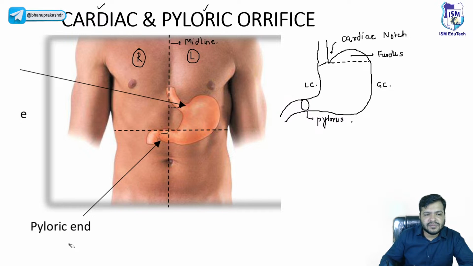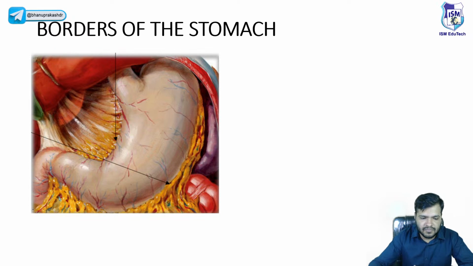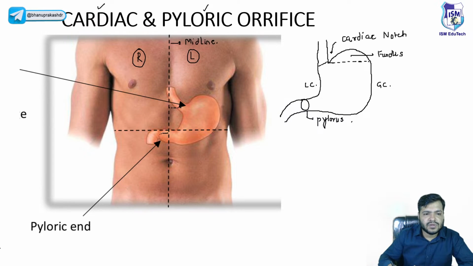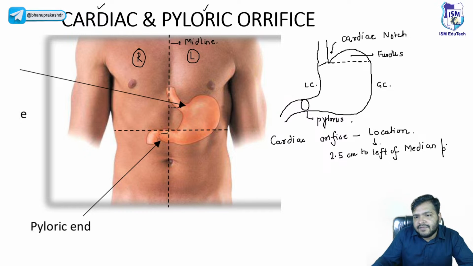Let us write it. I do have space over here. So remember, beta, the cardiac orifice. The cardiac opening, basically, is about its location. The first point that you have to remember is that it is 2.5 centimeter to the left of the median plane.